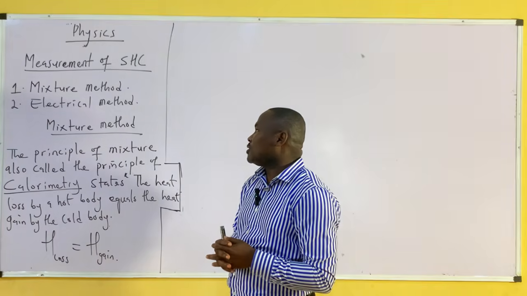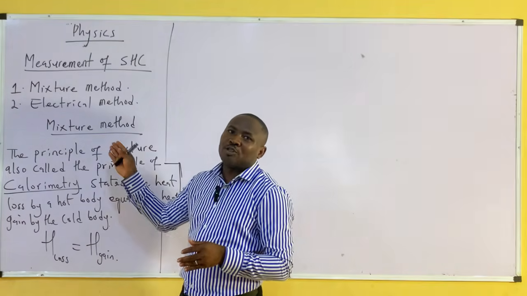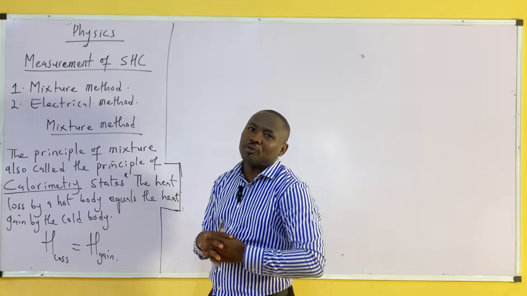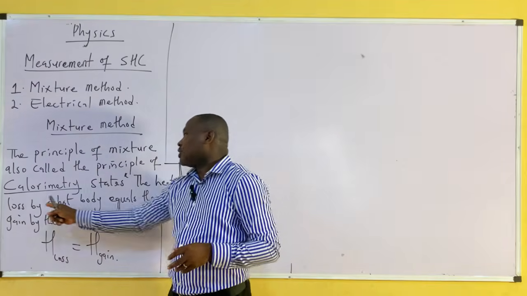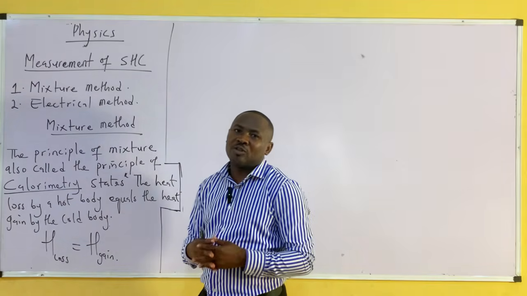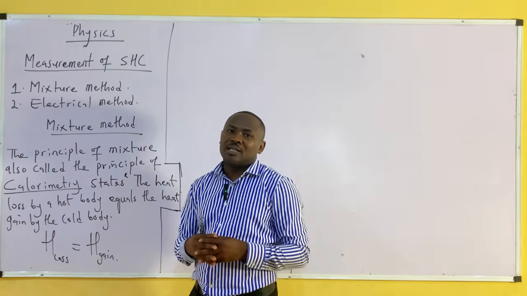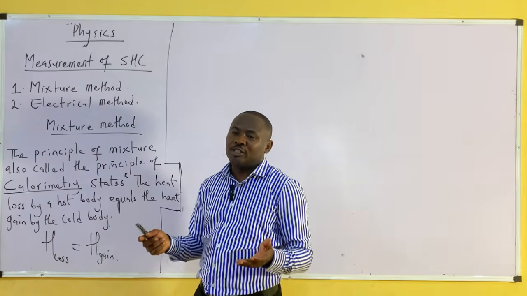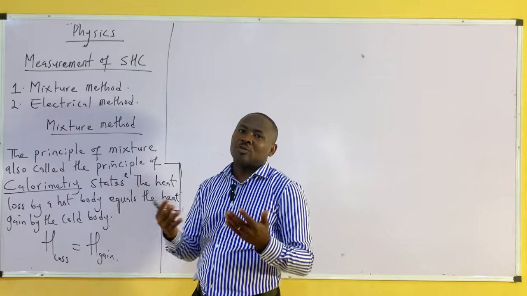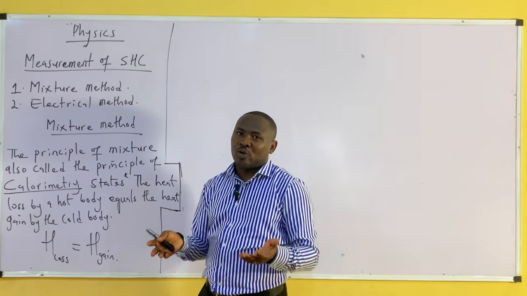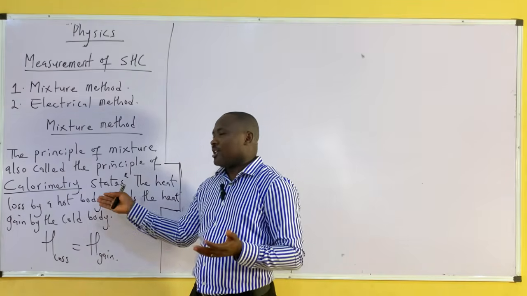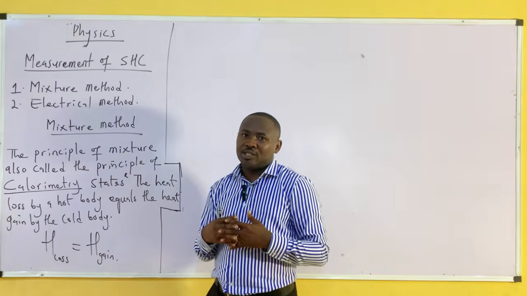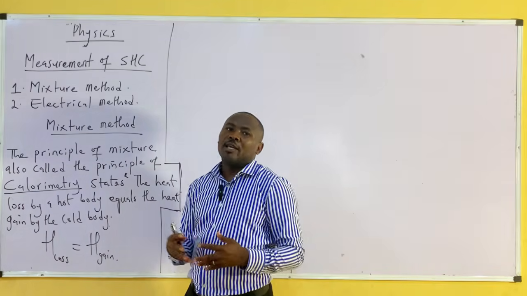Now let's look at the mixture method. In looking at the mixture method, you must know the principle of mixture, which is also called the principle of calorimetry. What does this principle state? It states that heat loss by a hot body is equal to the heat gain by a cold body. I reiterate, the heat loss by a hot body is equal to the heat gain by a cold body.